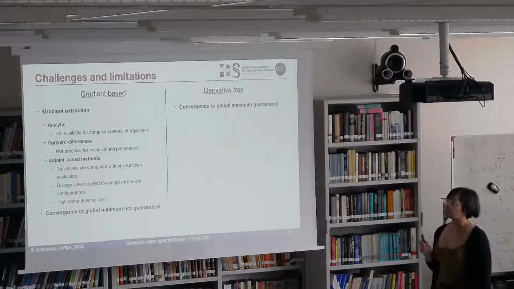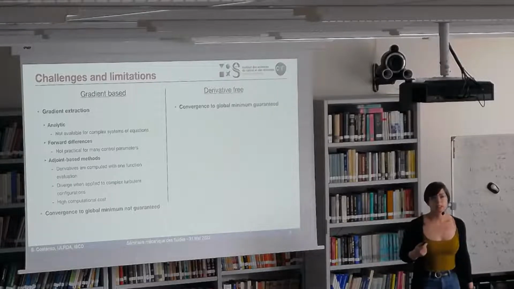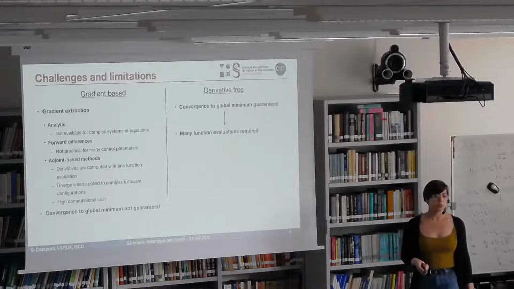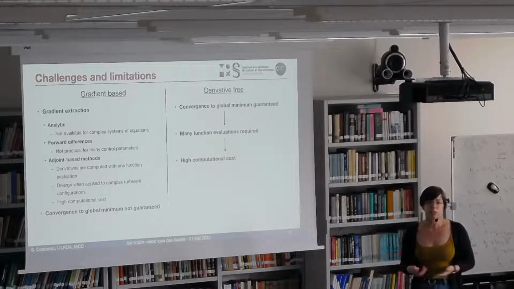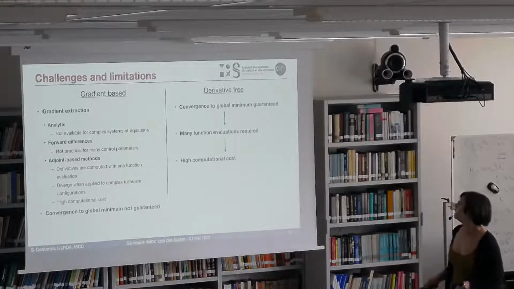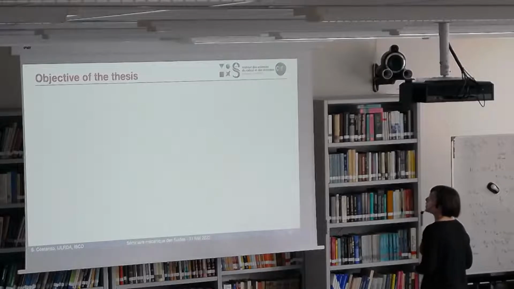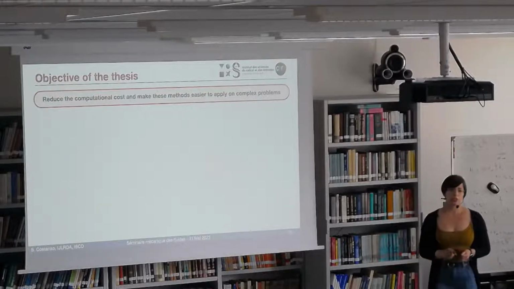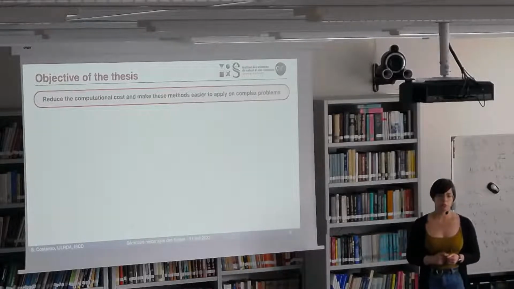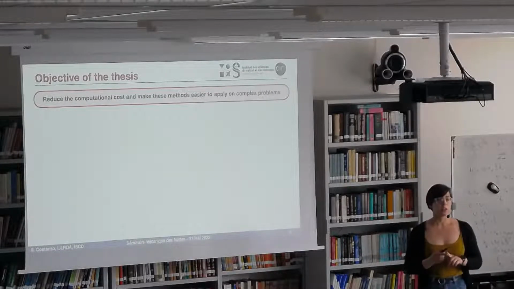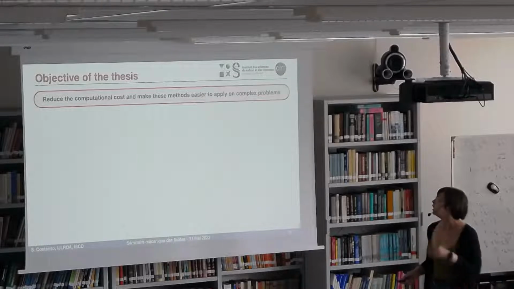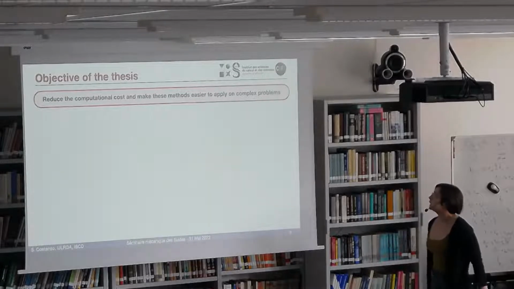Derivative-free methods can converge to a global minimum, but this can require many function evaluations, leading to a high computational cost. So maybe it converges, but it's going to take so long and cost so much that it's not practical. So the objective of my PhD was to reduce the computational cost of optimization methods in order to apply them to complex problems and couple them with CFD simulation. How did I do that?